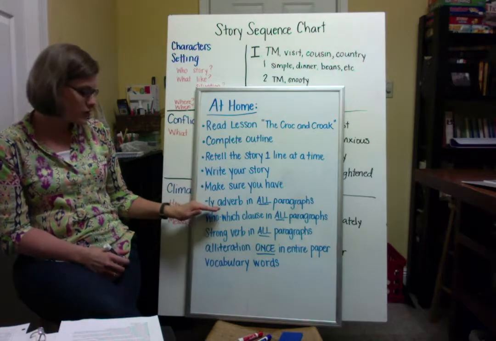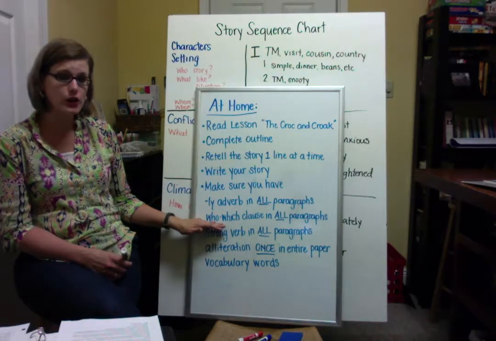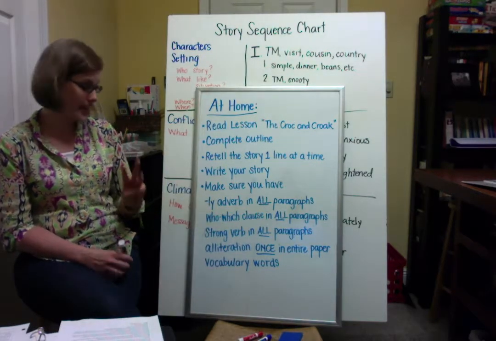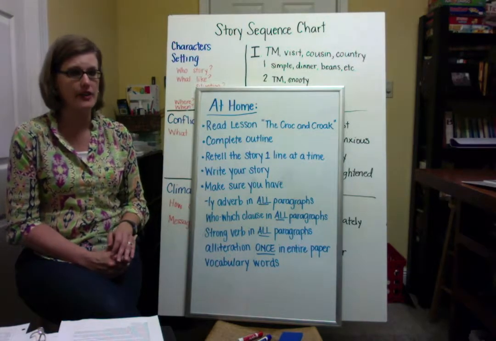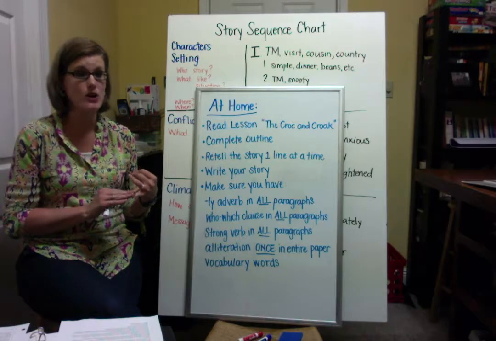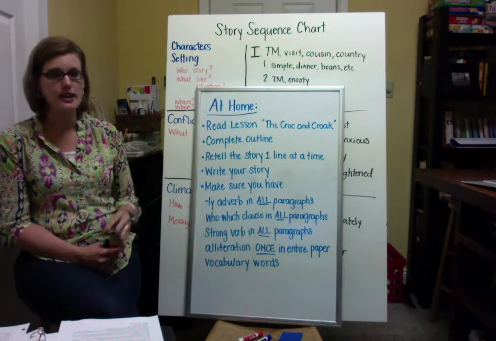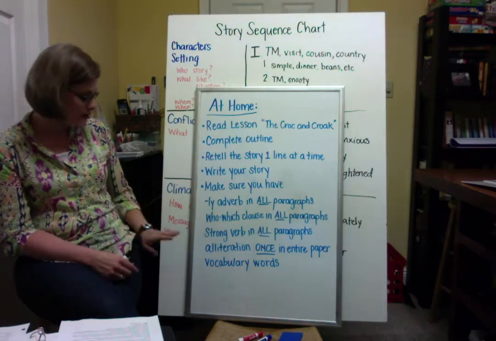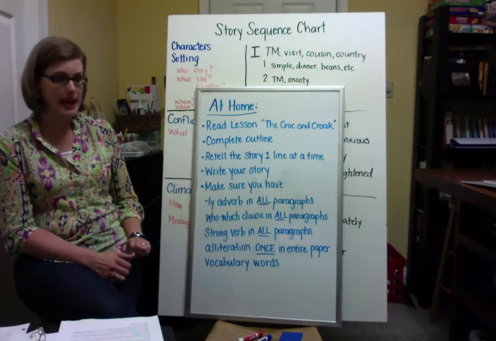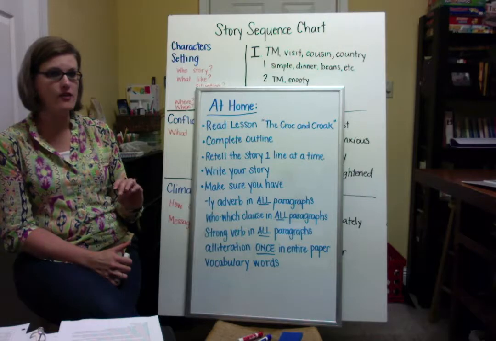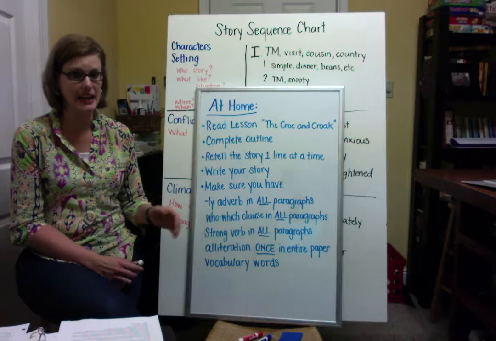I want you to make sure that we have an ly adverb in all 3 paragraphs. I want you to use a who, which clause in all 3 paragraphs. I want you to use strong words in all 3 paragraphs. I do not want you to use said or say, go or went. There are better verbs that create better images than those words. Then I want you to use alliteration once in your entire paper. And that is where you have 3 words that start with the same letter or the same sound.